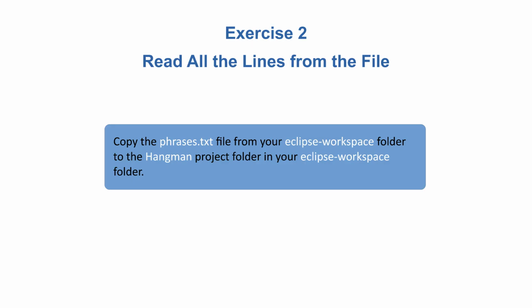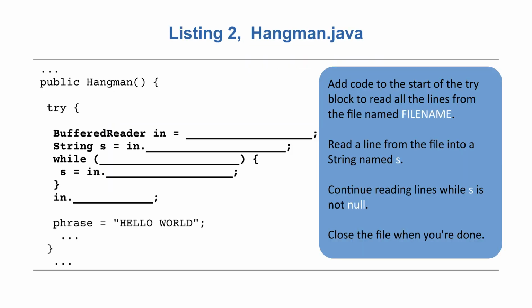Exercise 2. Read all the lines from the file. First, copy the phrases.txt file from your Eclipse workspace folder to the Hangman project folder that's in your Eclipse workspace folder. Next, add code to the start of the try block to read all the lines from the file named filename. Hint: create a buffered reader by calling its constructor, passing in a new file reader created from a new file named filename. Read a line from the file into a string named s. Hint: call buffered reader's readLine method. Then continue reading lines while s is not null. Close the file when you're done.